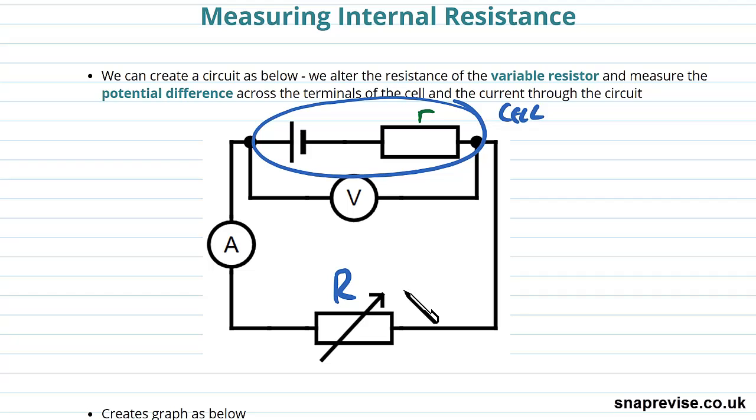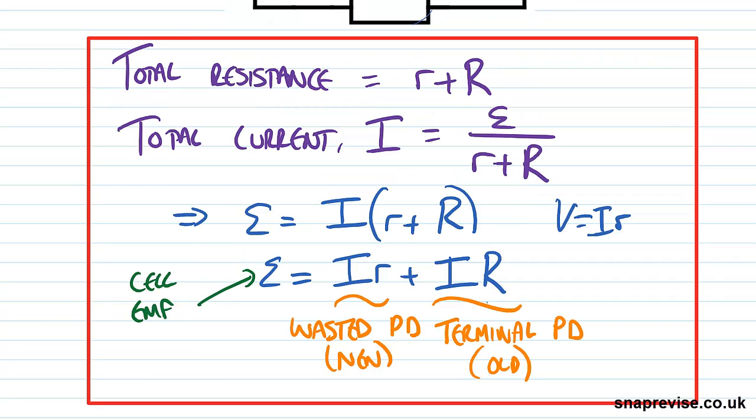We change this, take it up or down as we want, and that is going to change the terminal potential difference and the current through our circuit. Why is that? Well, clearly changing the resistance will change the total resistance of our circuit and therefore will change the current. But it's also going to change the terminal potential difference, because, as we saw previously, our cell EMF is equal to our wasted potential difference plus our terminal potential difference.